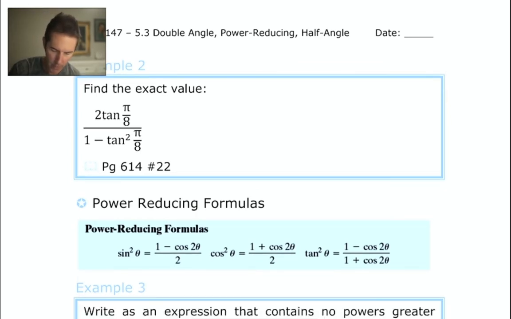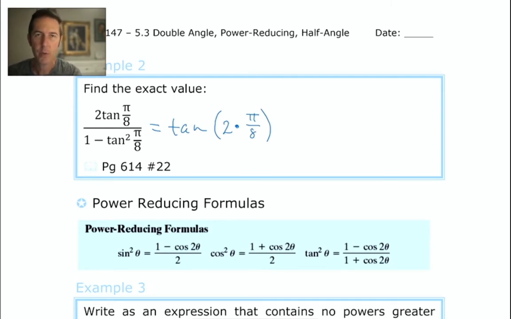So on the right-hand side, if these were thetas, and this was a theta here, this would match up with the right-hand side of what we saw on the formula on page 1. So the left-hand side of that formula says tan 2 theta. That's 2 times, but we know what our theta value is. They've given it to us. It's the pi over 8.